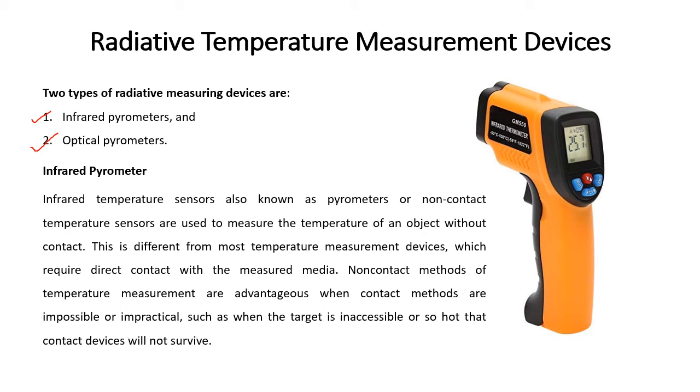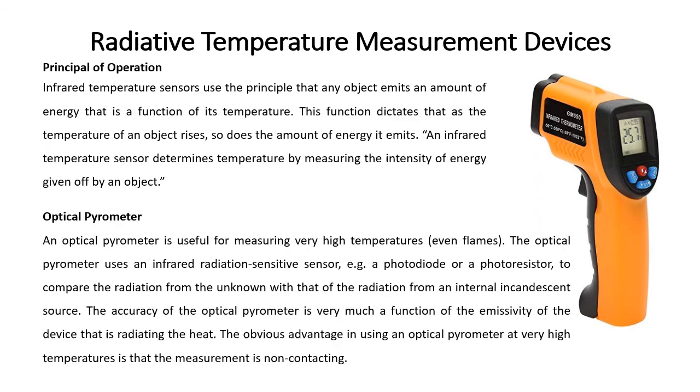So infrared temperature sensors, also known as pyrometers or non-contact temperature sensors, are used to measure the temperature of an object without contact. This is different from most temperature measurement devices which require direct contact with the measured media. Non-contact methods of temperature measurements are advantageous when contact methods are impossible or impractical, such as when the target is inaccessible or so hot that contact device will not survive.